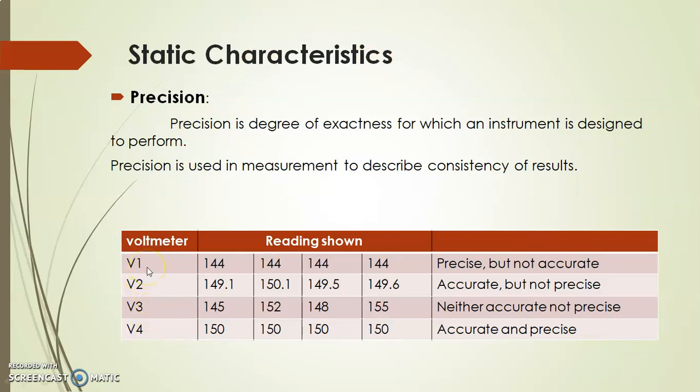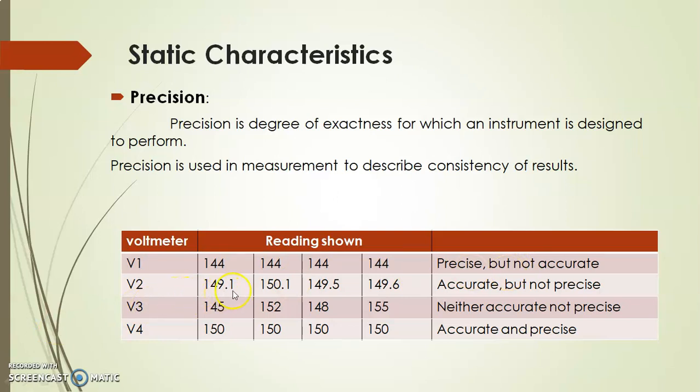Suppose we consider the V1 voltmeter. We will measure the voltage, and it will show the reading 144, 144, 144, 144. 4 times we measure and it shows the same 144 value. So you can say that the instrument is precise, but it is not accurate. Why is it precise? Because 4 times it shows the exact same value. But it is not accurate. Why is it not accurate? Because our standard value is 150 volt.